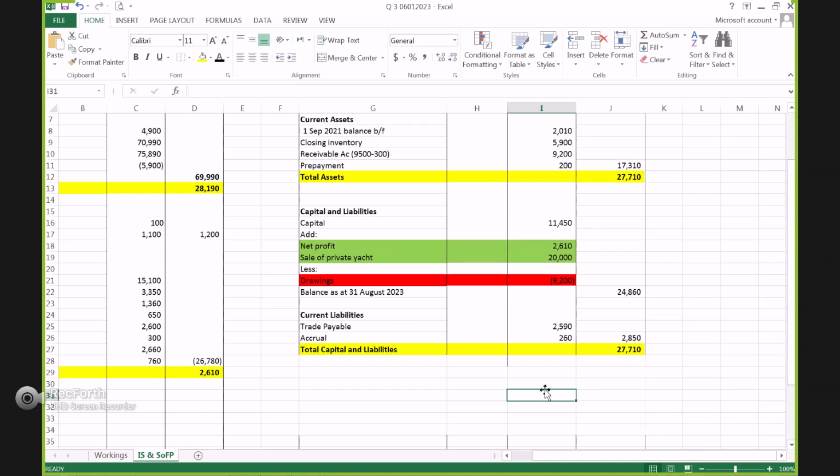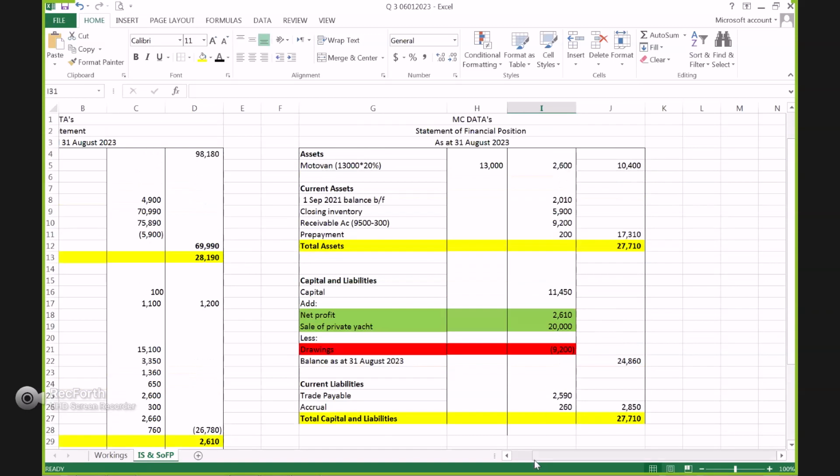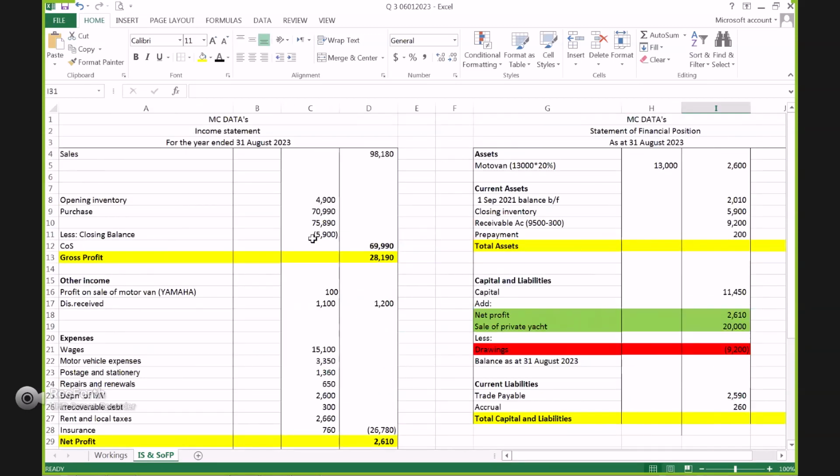So any doubt or any queries you can ask now. I will give 5 minutes. You can ask any doubt and queries on this question. So we have completed one question successfully.